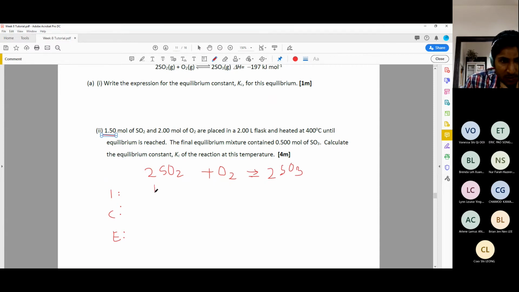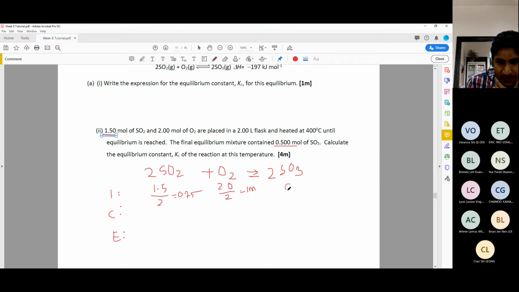Now we started with 1.5 moles of sulfur dioxide and 2 moles of oxygen in a 2 liter flask. So divided by 2 so that we find the molarity: 0.75 molar, and oxygen is 1 molar, at 400 degrees. And then the final equilibrium mixture contains 0.5 moles of sulfur trioxide.